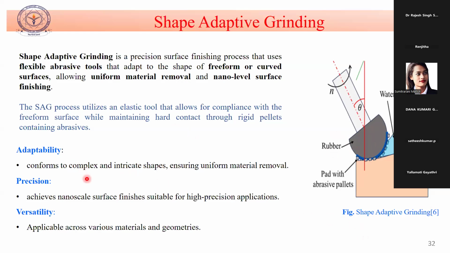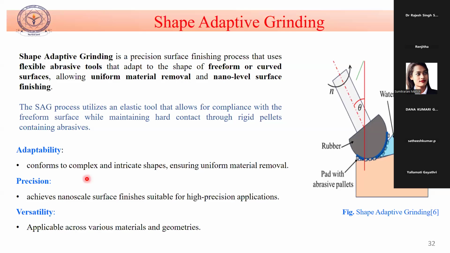So what are the advantages here? Obviously it can conform to complex and intricate shapes, ensuring uniform material removal. That is one of the major parts, otherwise it can make lots of scratches. Then precision, obviously we are getting nanoscale surface finishes, and versatility, applicable across all kinds of material. All kinds of materials here means even soft metallic materials.